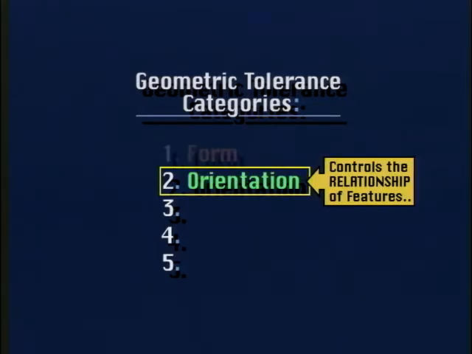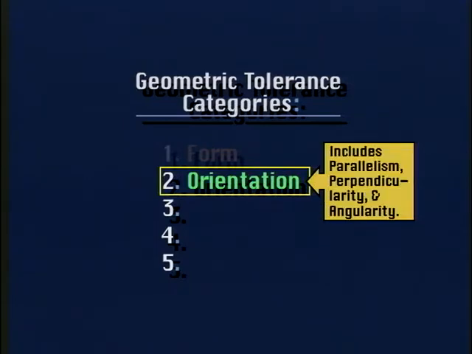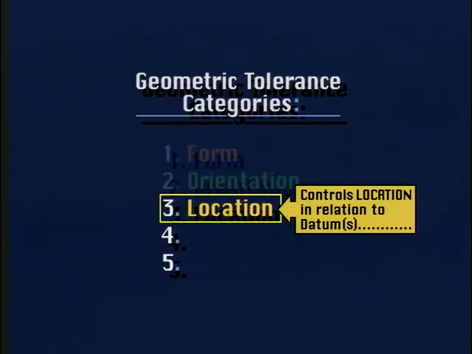Orientation tolerances control the relationship of one feature to another. Orientation tolerances include parallelism, perpendicularity, and angularity. Location tolerances control the location of a workpiece feature. Specific location tolerances are position, concentricity, and symmetry.